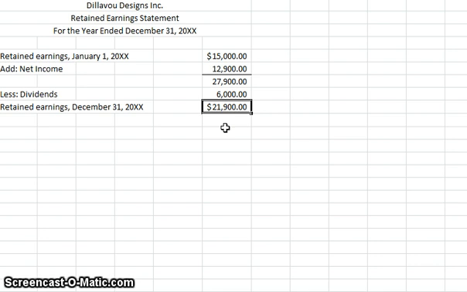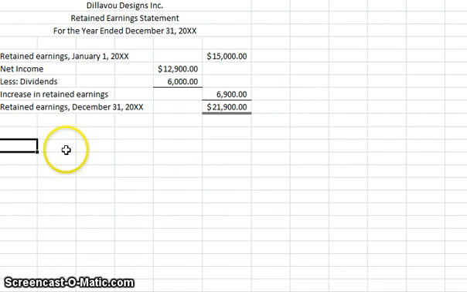Now, you can format this just a little differently if you like, and it can look like this. Either way is fine, either way is correct. Your heading is exactly the same. You still start off with your beginning retained earnings balance, but now you kind of give a subtotal to tell me if overall for the period, for us a year, if retained earnings increased or decreased over that period of time. So we've got your net income, we subtract the dividends, so overall we had an increase of $6,900.